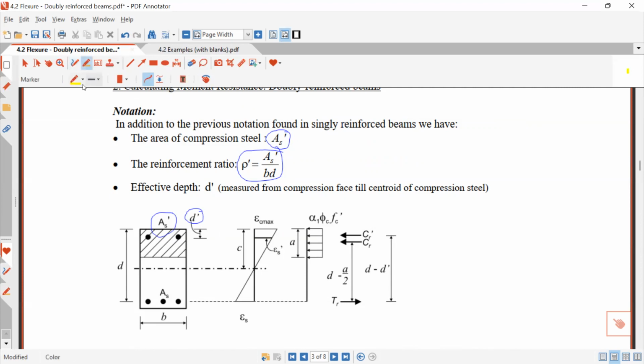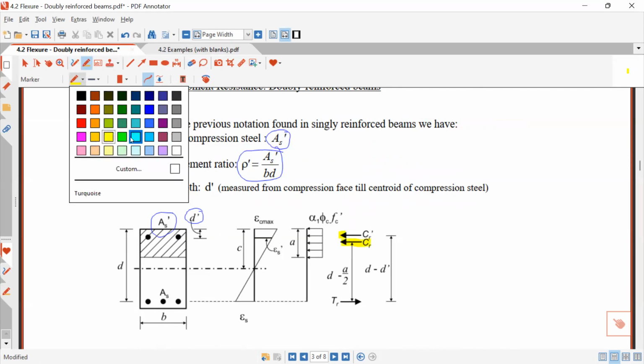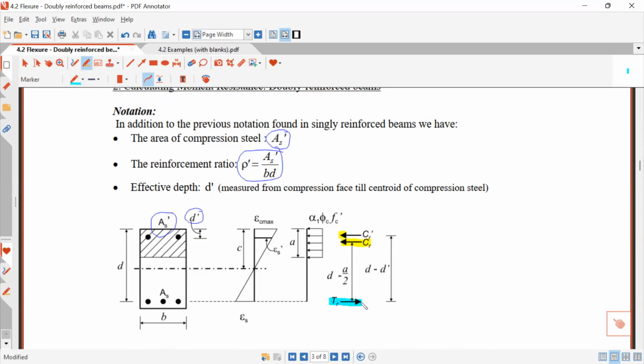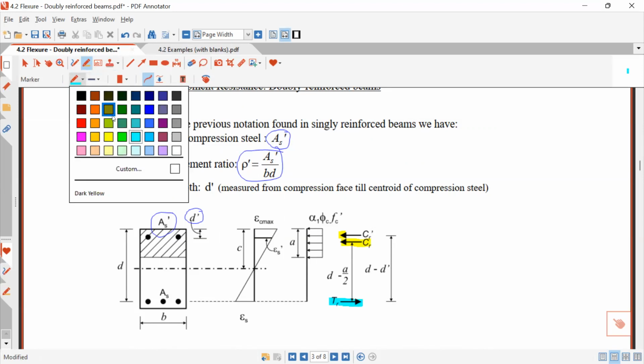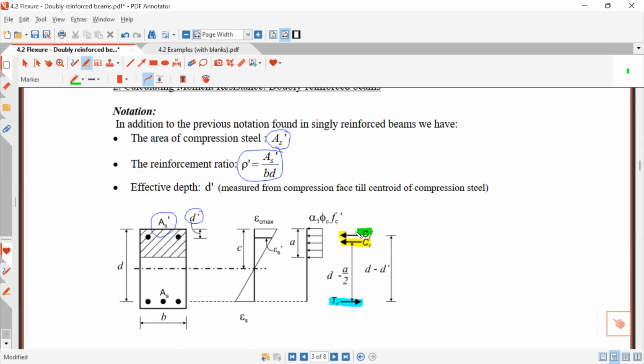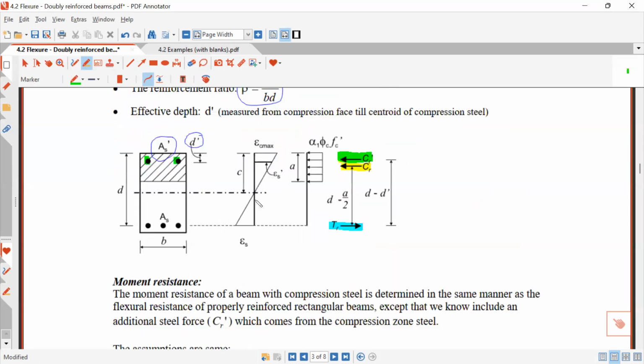And then when we look at the forces, this is the force in the concrete in compression that we saw before. This is the force in the steel in tension that we saw before. What's new? We have this amount of force here, CR prime, which comes from these compression bars here. So we're going to see in our equations, we have this CR prime.